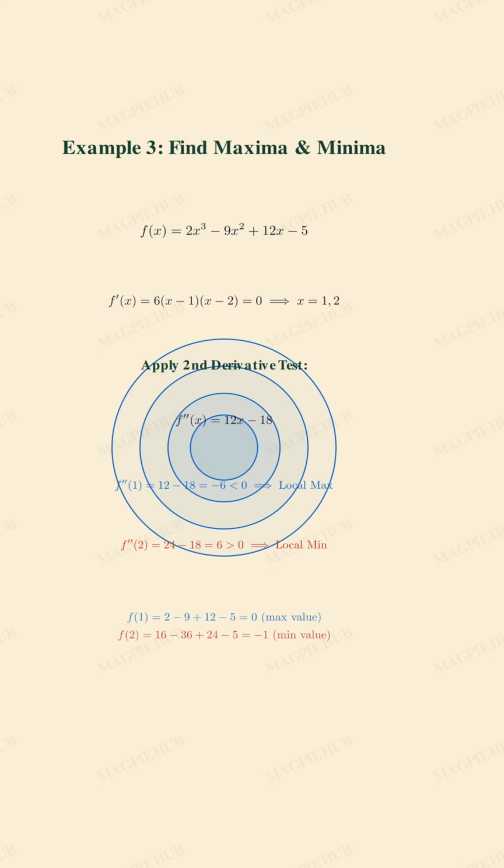At x equals 1, f double prime equals negative 6, which is negative. So x equals 1 is a local maximum, with value f of 1 equals 0. At x equals 2, f double prime equals 6, which is positive. So x equals 2 is a local minimum, with value f of 2 equals negative 1. The graph confirms a peak at x equals 1 and a valley at x equals 2.